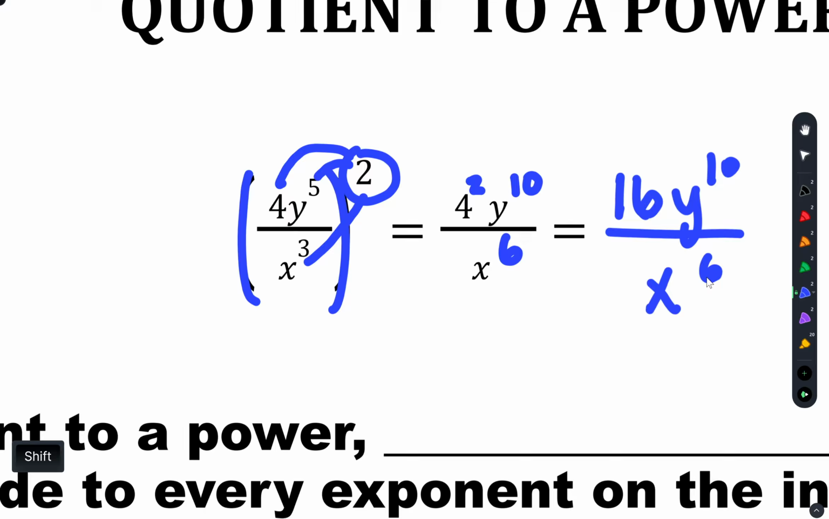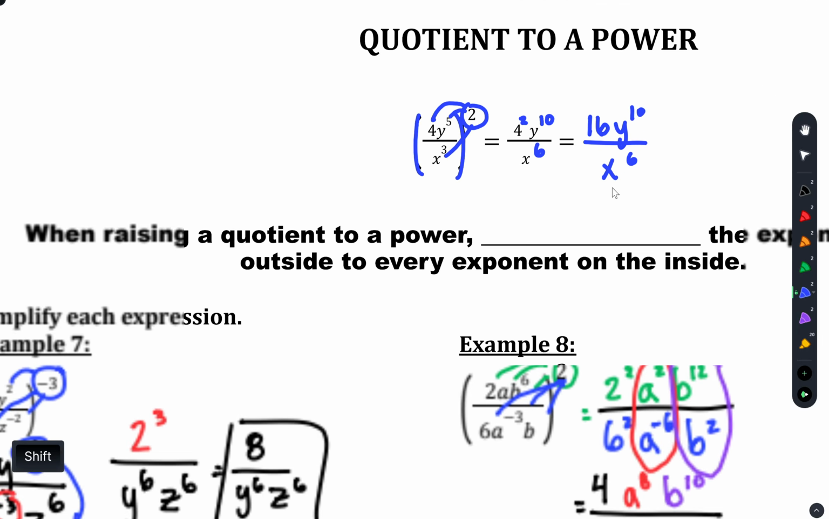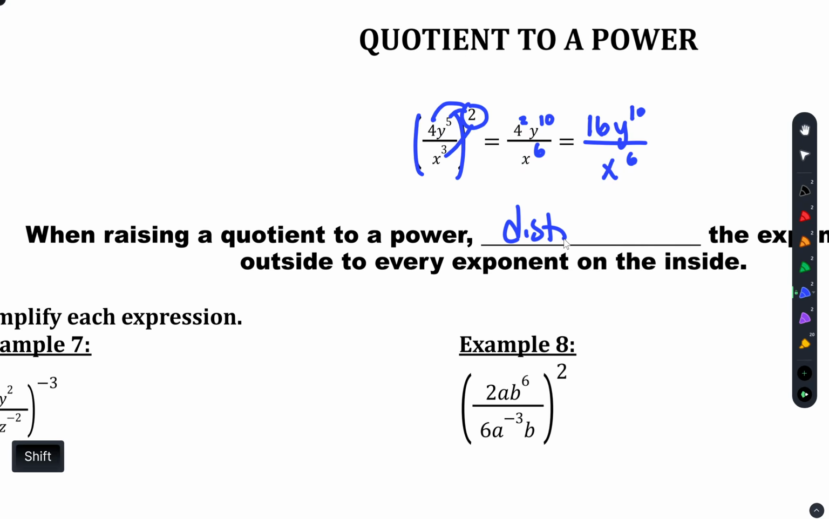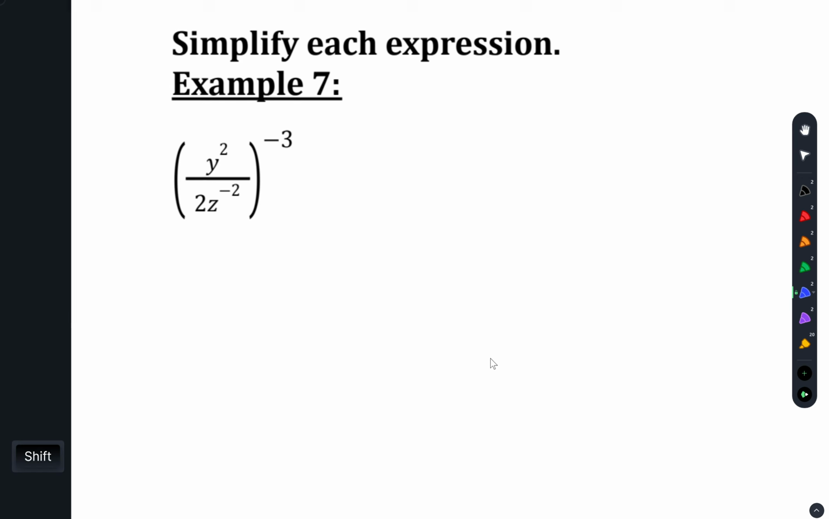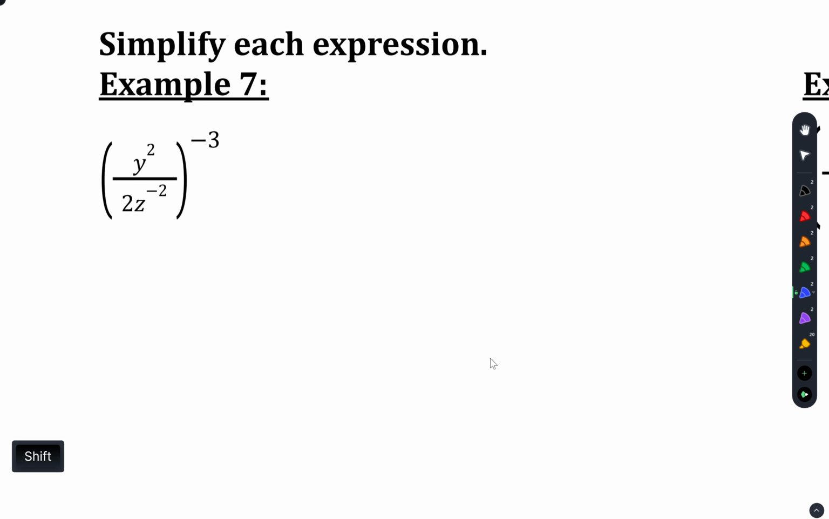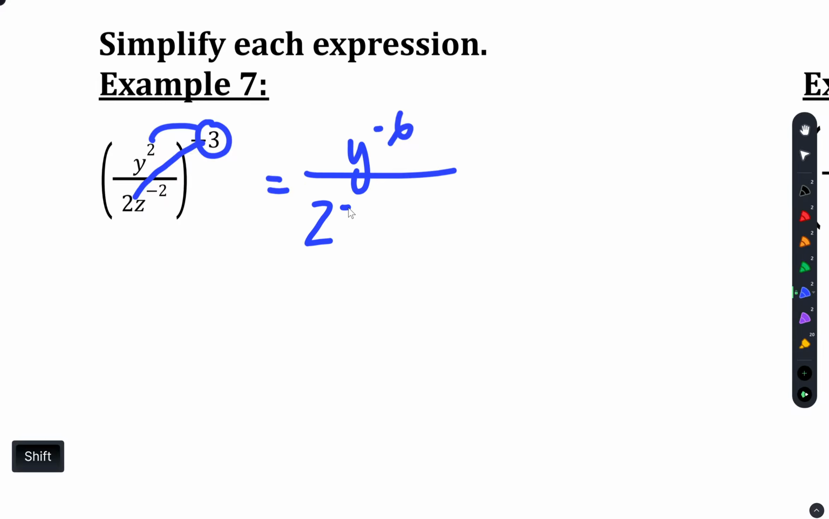Good on that? So our rule, when raising a quotient to a power, distribute the exponent outside to every exponent on the inside. I'm going to show you 2 ways that we can take care of this. When I've got a bunch of stuff happening in here, like in example 7, I'm going to take that exponent and distribute it. Negative 3 goes to the y to the 2nd, y to the negative 6th. It goes to the 2 to the negative 3rd, and it goes to the z. Remember, we are multiplying these exponents. So negative 2 times negative 3, positive 6.